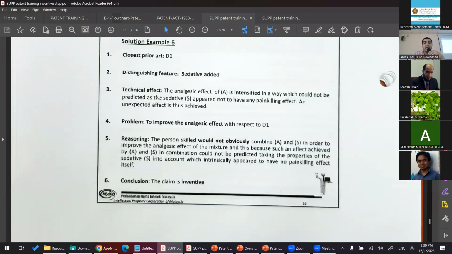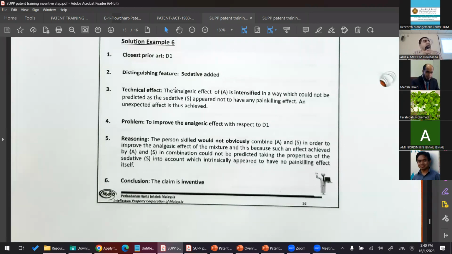So the technical effect or the distinguishing feature is the sedative added. The analgesic effect of A is intensified in a way which could not be predicted, as the sedative appeared not to have any painkilling effect. So the unexpected effect is thus achieved. The problem is to improve the analgesic effect. Because if you give the sedative alone, it will not have any painkiller effect. But when you give the sedative with the painkiller, it unexpectedly increases the painkilling effect.